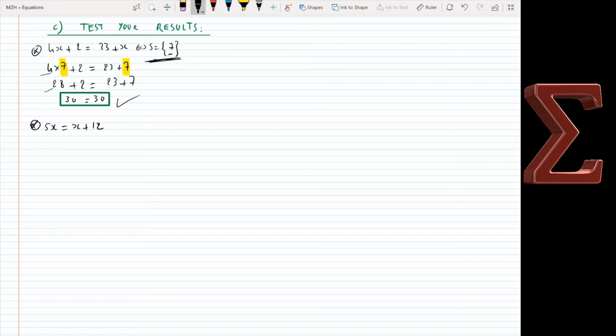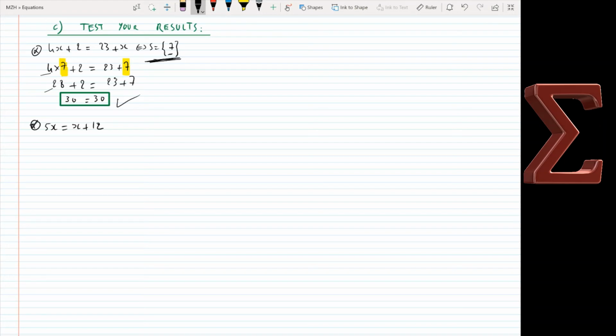All right. To show you why it's important to always test your results, we'll solve this other equation, 5x equals x plus 12. Again, I would like to subtract everything on the right side. I'll start by removing x on both sides.